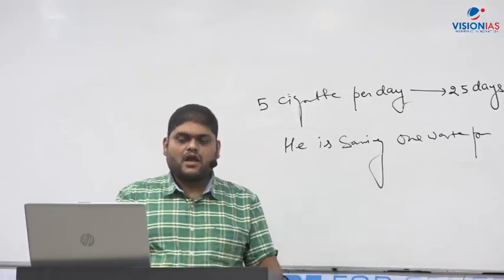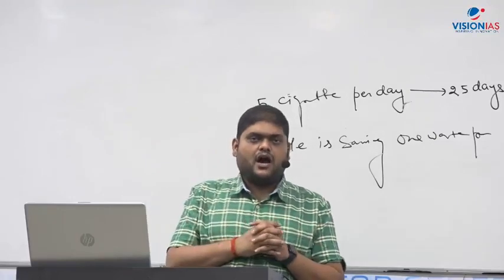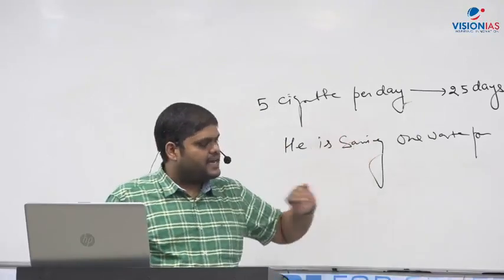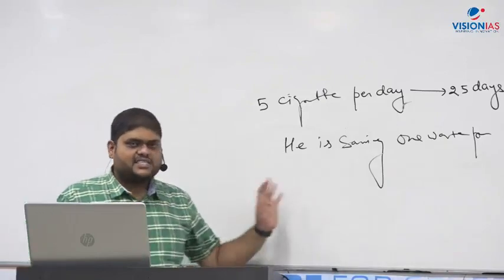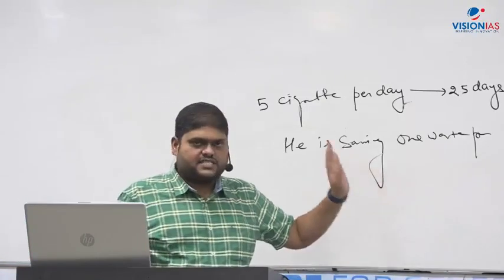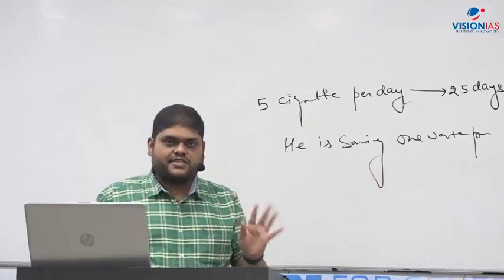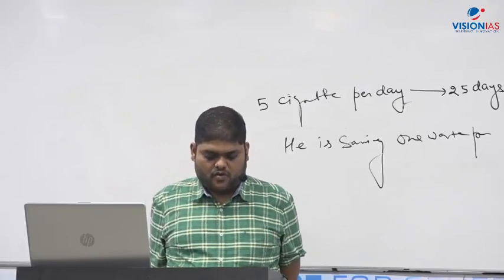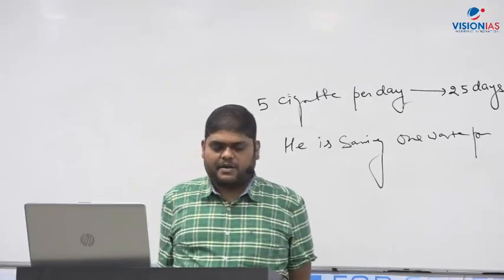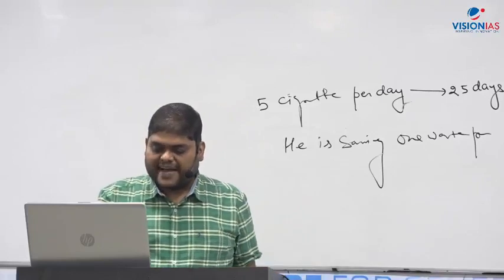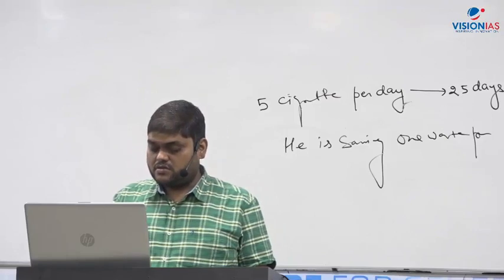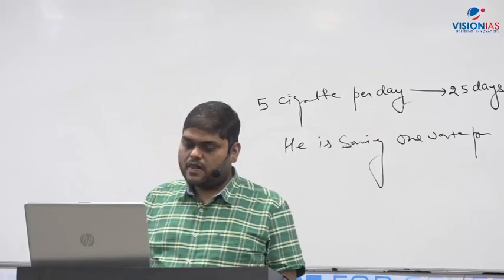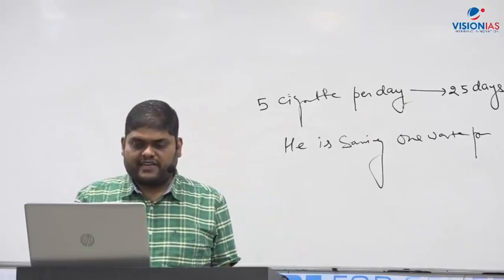Okay? I am repeating the whole question together. A person is smoking 5 cigarettes per day for 25 days. He is saving one waste part from every cigarette. And by taking 5 such parts, another cigarette can be made. What is the maximum number of cigarettes the person can smoke in 25 days?